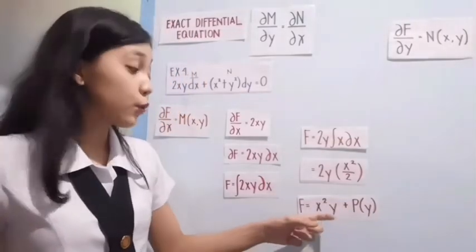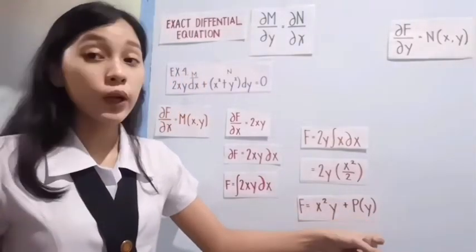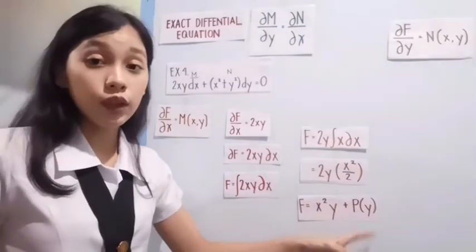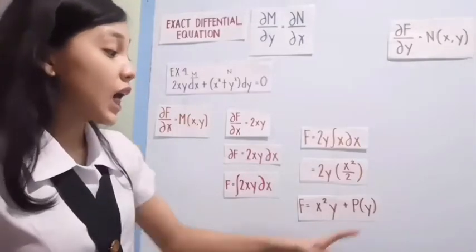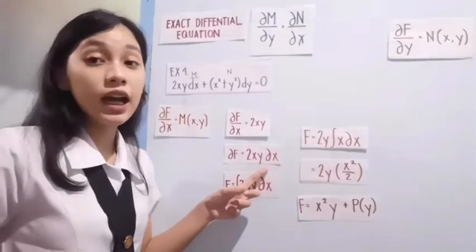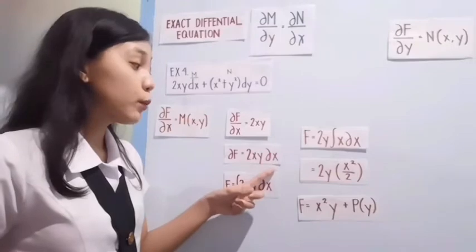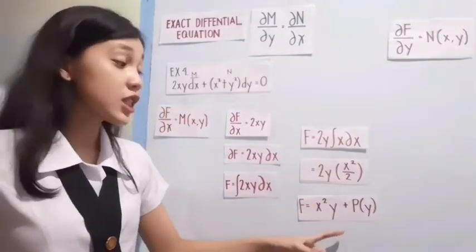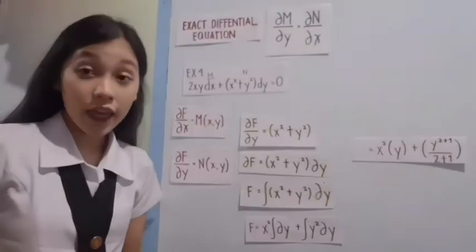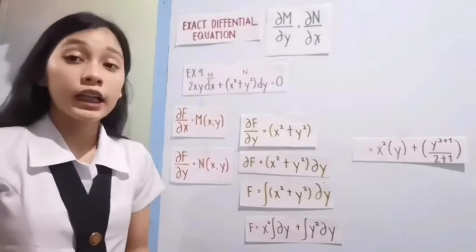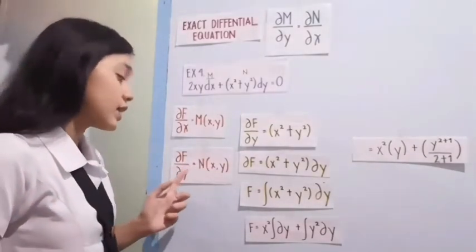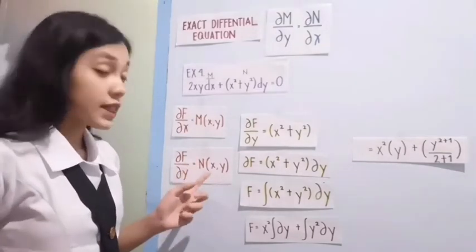So, ang final answer natin dyan ay mangyayari f is equals to x squared y plus p of y. So, instead na gamitin natin yung c dito, ginamit na natin yung p of y kasi alam natin na dahil ang with respect dito sa x, so automatically, yung p of y natin, dahil wala siyang kinalaman sa x, makakancel siya or matitreat siya as constant. So, sa pag-solve naman ng f, gamit yung n natin, gagamitin natin yung the partial derivative of f with respect to y is equals to n with x and y component.